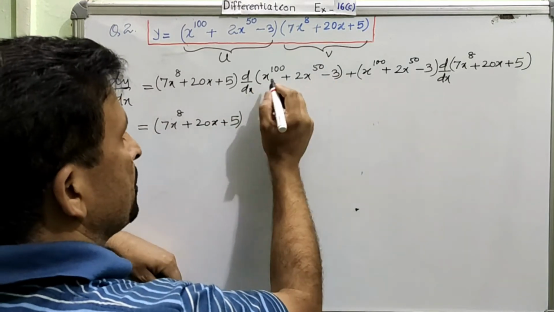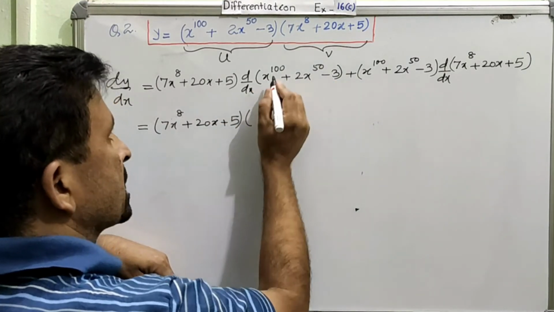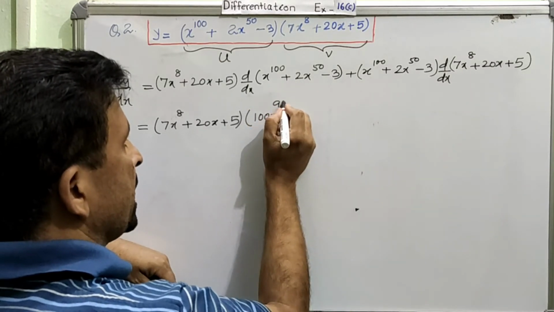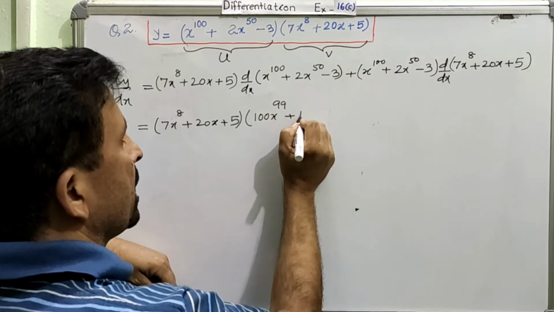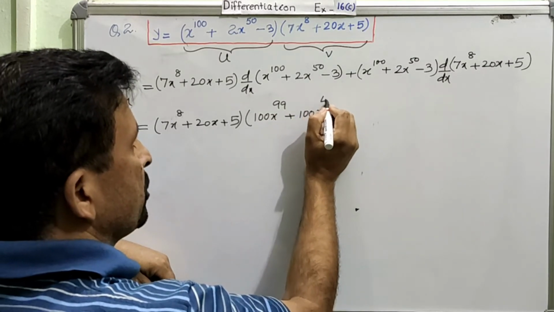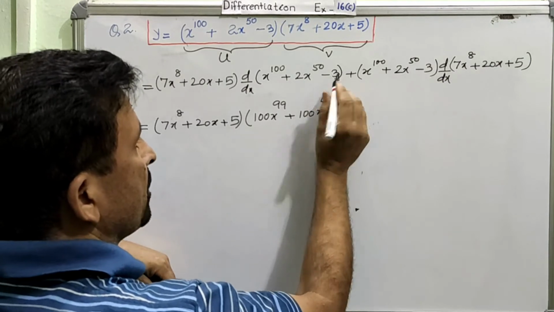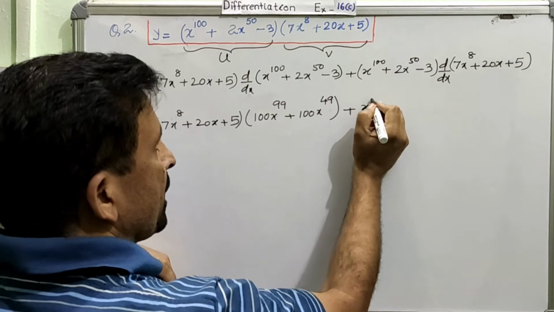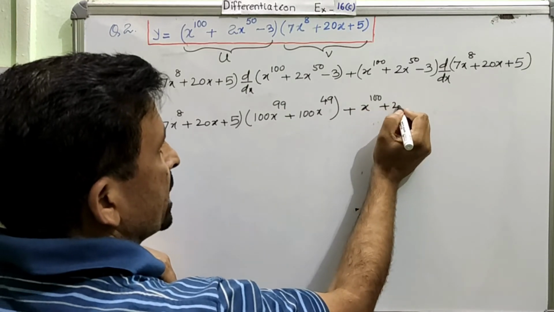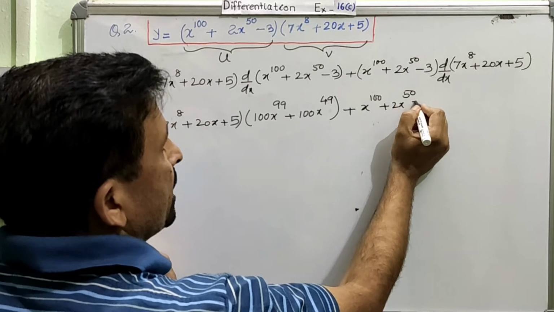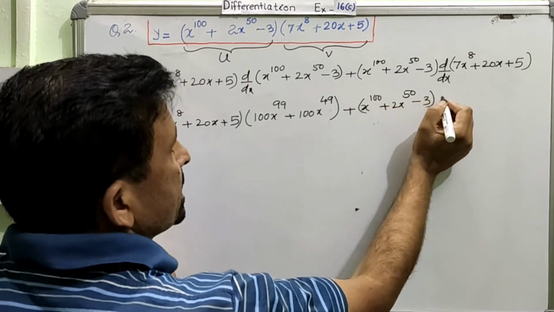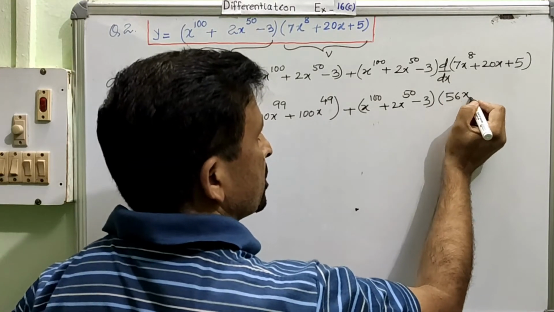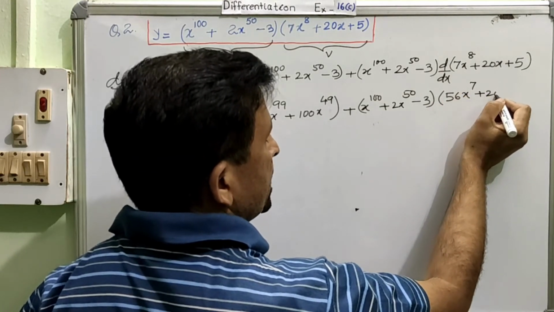Now part-wise, for this what will be? We will apply the n x to the power n minus 1 formula. So this becomes 100 x to the power 99. Then this will become 100 x to the power 49. You know, like we are applying the x to the power n formula, and this will become 0. So no need of writing. Now next one is x to the power 100 as it is, plus 2x to the power 50, then minus 3. This whole function will remain as it is, only this part will be differentiated. This is 56 x to the power 7, and this is 20.